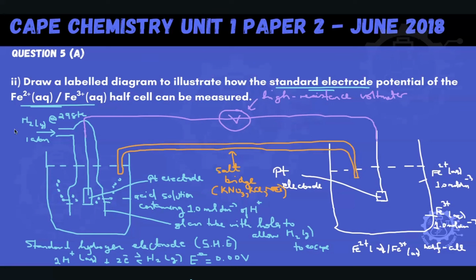If you look in your data booklet, you would see Fe3+ aqueous plus e- in equilibrium with Fe2+ aqueous. The data table would show you a standard electrode potential for that collection of ions, a value of positive 0.77 volts. Okay, and so whenever you do this, this is the setup that you would use to determine this value. So that's how you would set it up. And so with that, let's move on to the other part of this question.